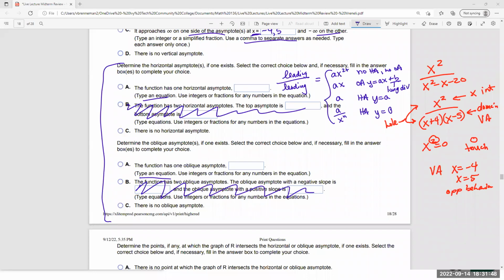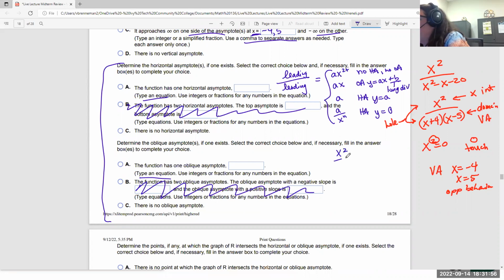All right. So in this case, the leading terms are the x squared on top and the x squared on the bottom. And that simplifies to 1. So it's just a number. So it's the third option there. I stick a y equals in front of the 1. Is that a horizontal line or a diagonal line? It's horizontal. So that's going to go in the horizontal, meaning there is no oblique.